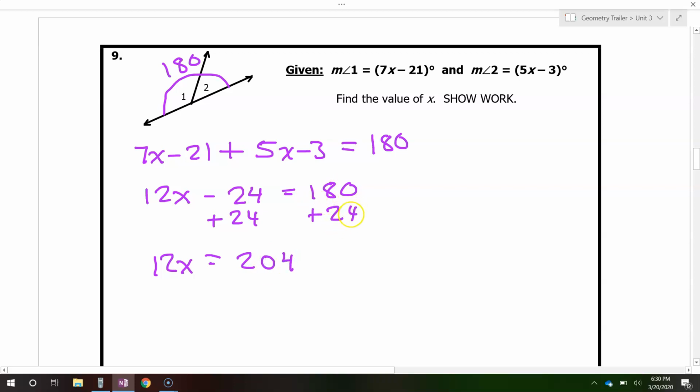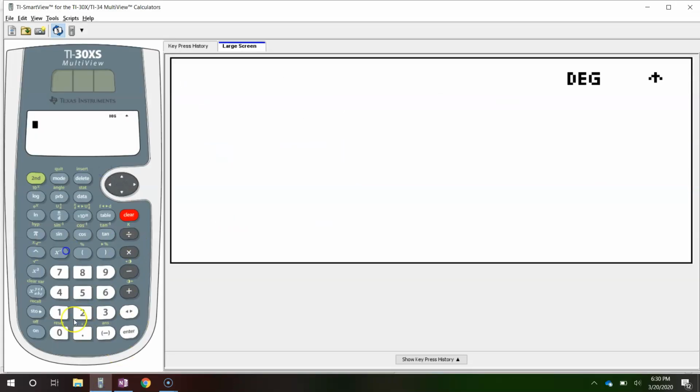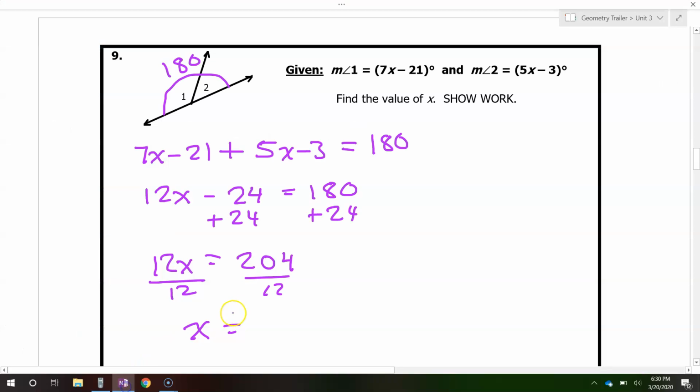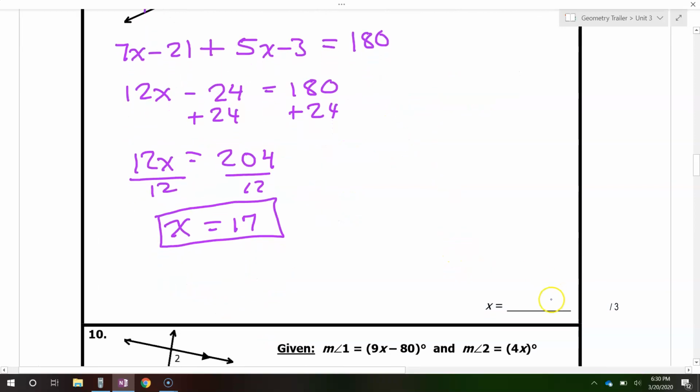80 and 20, that would be 200. All right, so 204. And now I'm going to simply divide both sides by 12 and see what I get. 17. All right, and that's what we were supposed to do, is find the value of x.